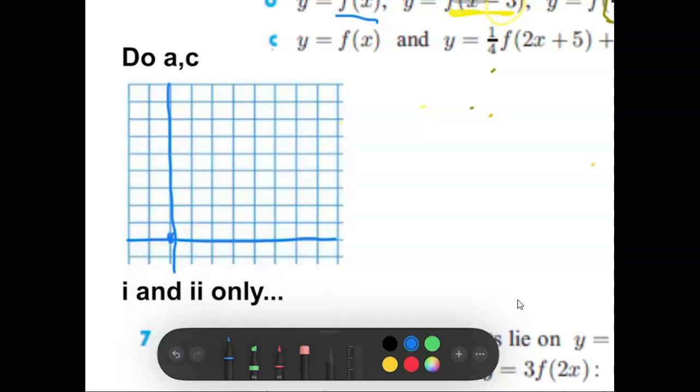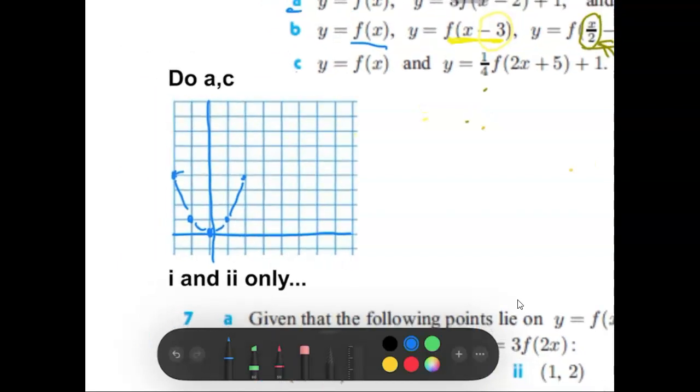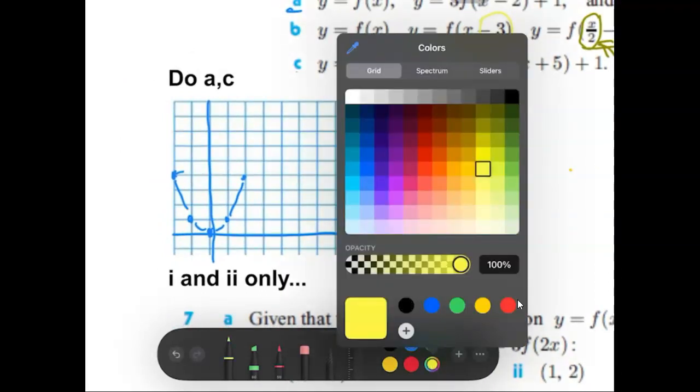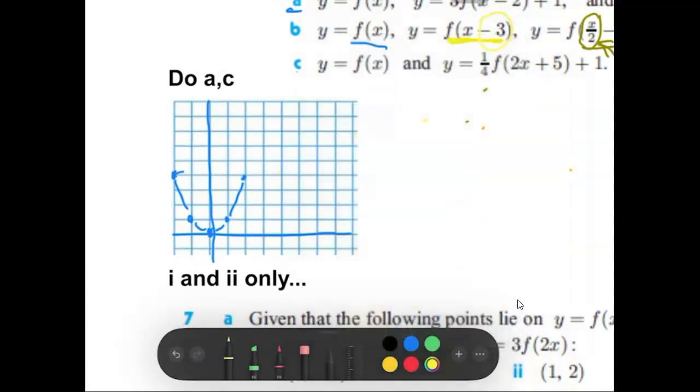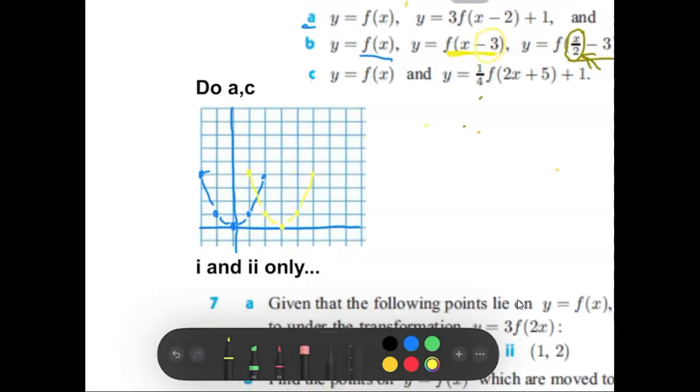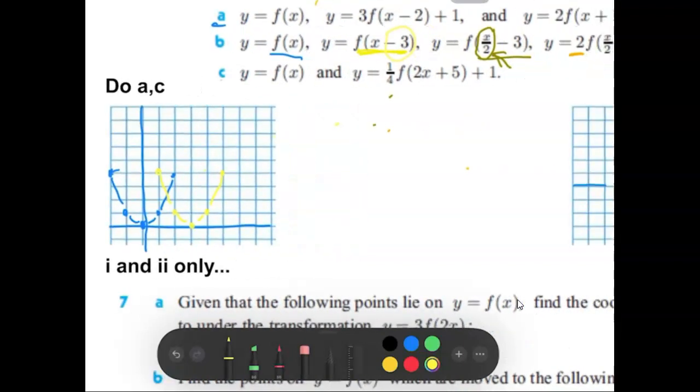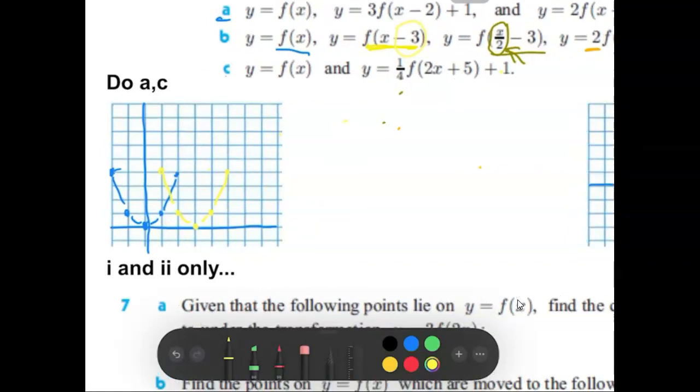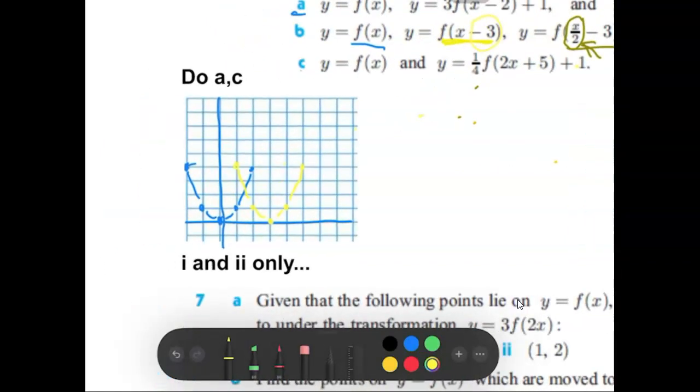First, I'm going to do the regular parent function. And then I'm going to do the yellow step, which is I'm going to move it to the right by 3. So the vertex moves here. The rest of the parabola looks like that. Okay, and then the next step is I'm going to do the horizontal stretch by 2. That's going to be dirty yellow.